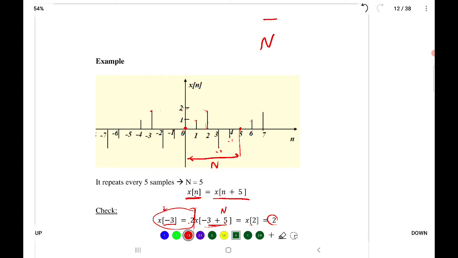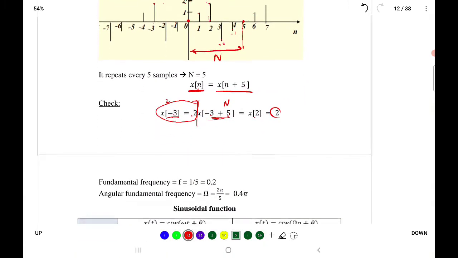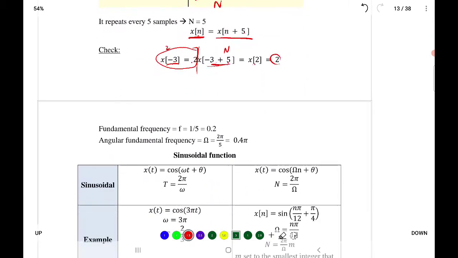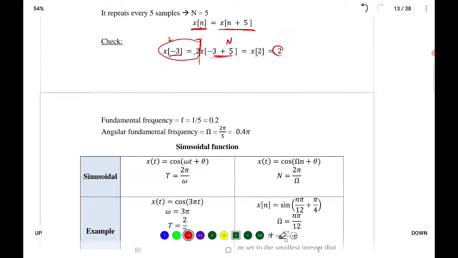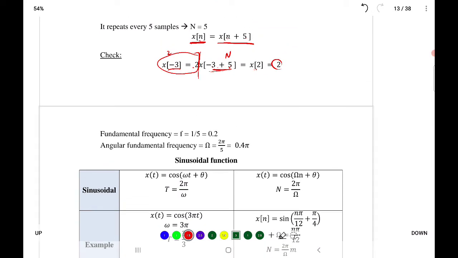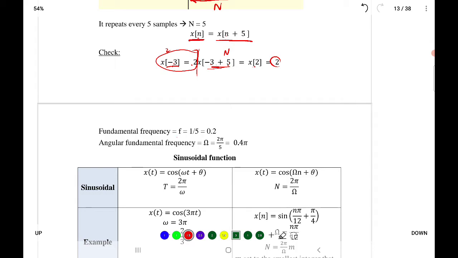That's great. So that's how you can find the period of any signal, whether it's a discrete time signal or a continuous time signal. And the same thing for the discrete. If you want to find the frequency, the frequency is equal not to 1 over T, but 1 over N. And in this case, N is equal to 5, so 1 over 5. So that will give 0.2.